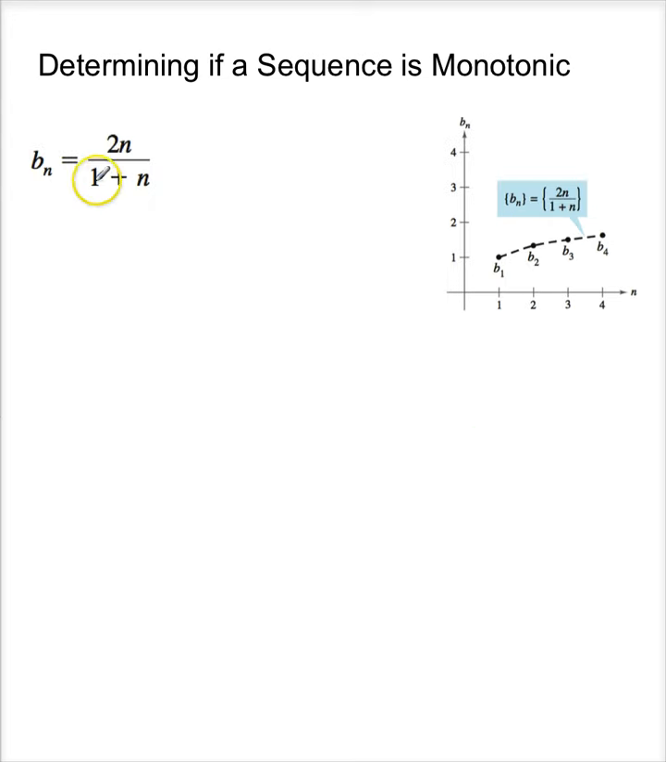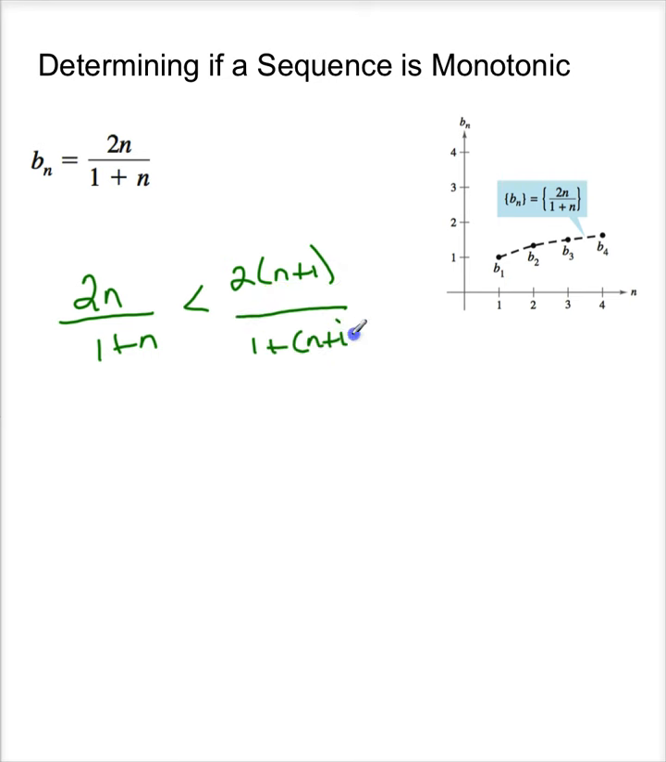What about this sequence right here? If b sub n is 2n divided by 1 plus n, what I need to show is, does 2n divided by 1 plus n, now I'm thinking it's increasing, so let's see if that's less than 2n plus 1 divided by 1 plus n plus 1. We're just going to see, is this a true statement or isn't it?